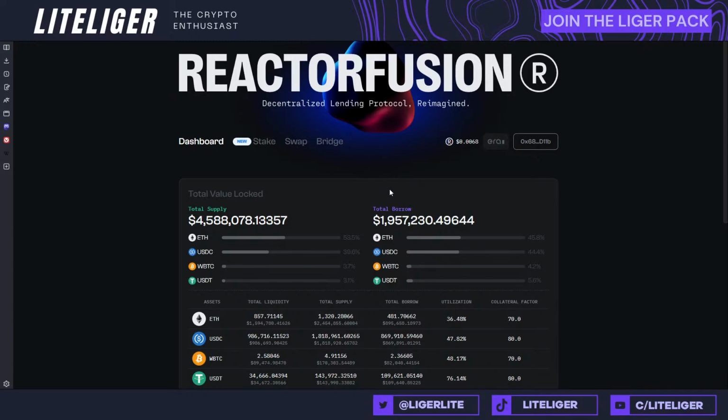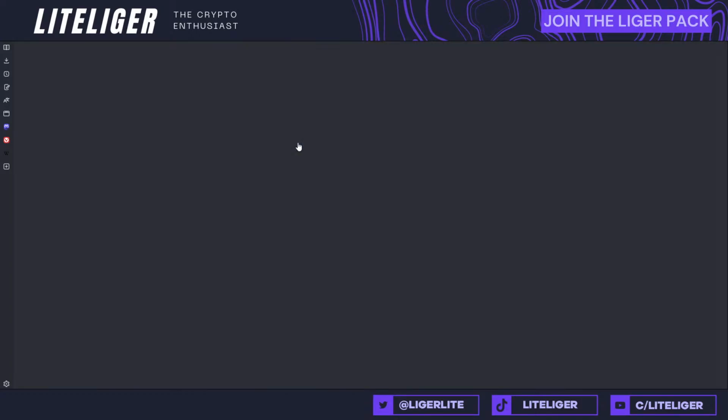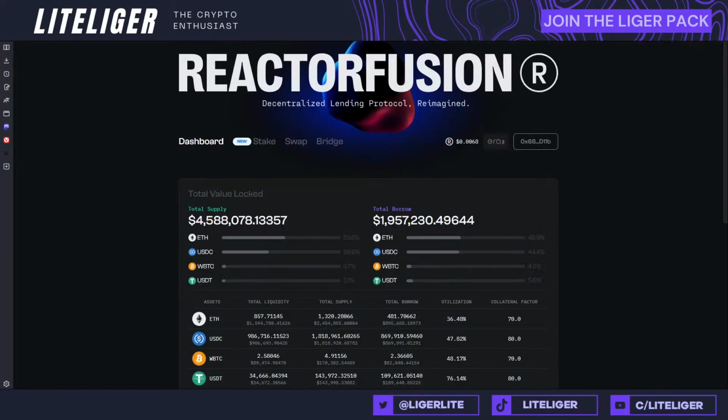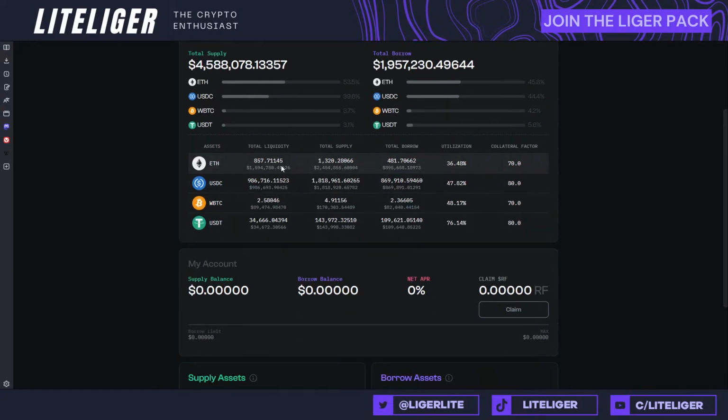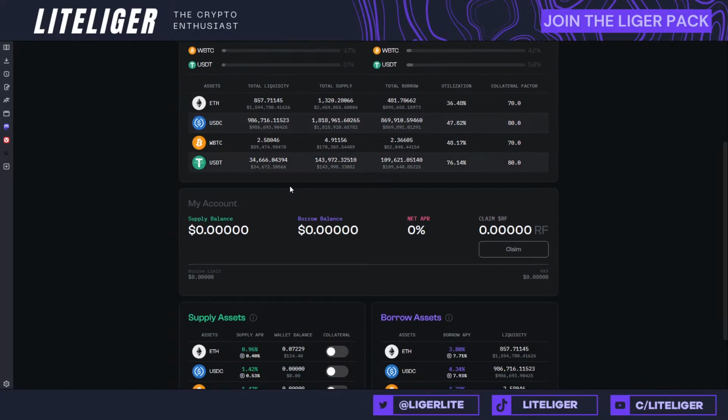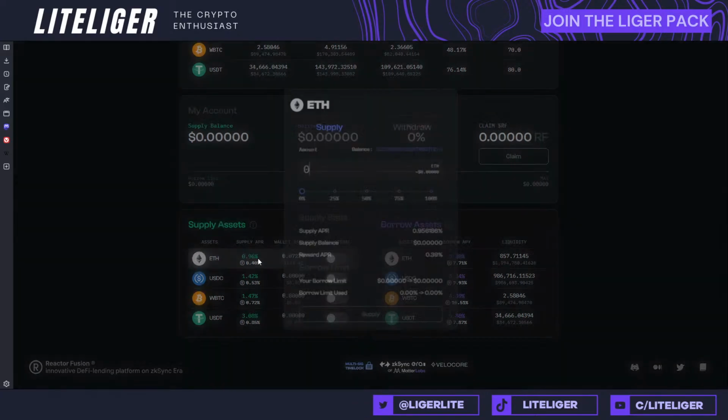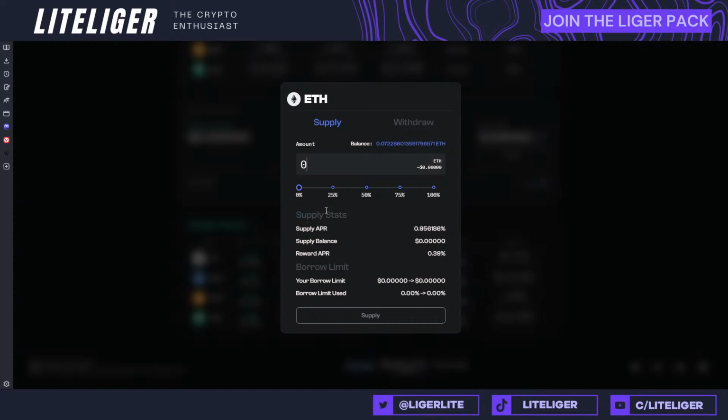So ReactorFusion, okay, this is going back to swap. They have a staking system here, and there's a normal dashboard. They have a couple of different options here, so people who want to use BTC or USDT, which were not available on those 2 other platforms. I'm going to put up a very small sum here. You know, 20 bucks is usually what I go with.